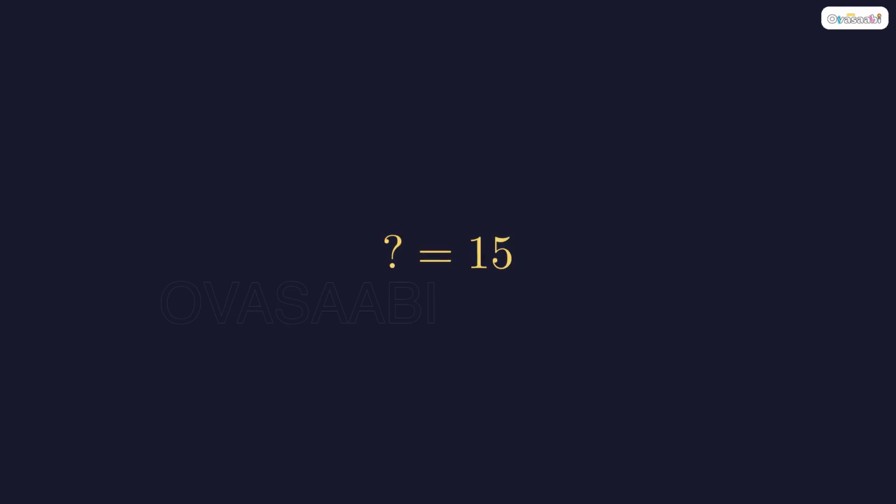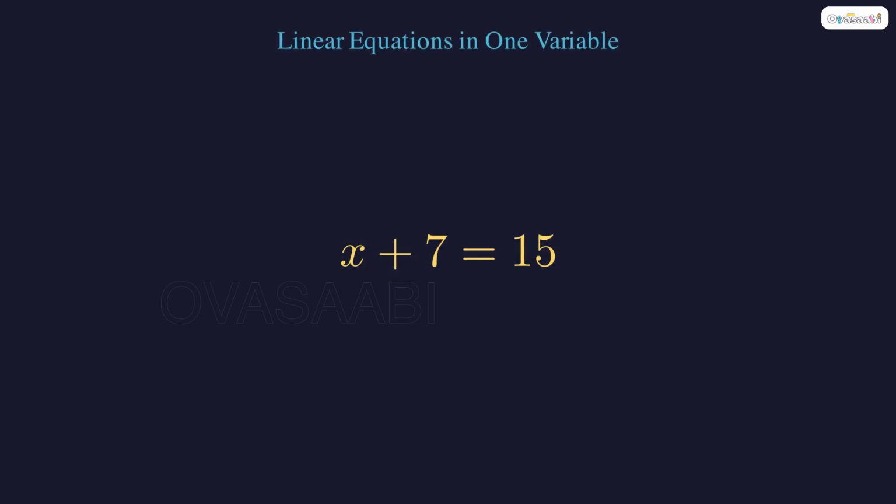If you buy something at the market and pay 15 cedis, but the price tag is missing, how do you find the price? That's what linear equations help us solve. A linear equation is a math sentence with an equal sign, where we find the value of an unknown letter, usually x. The x has no powers, just x itself.